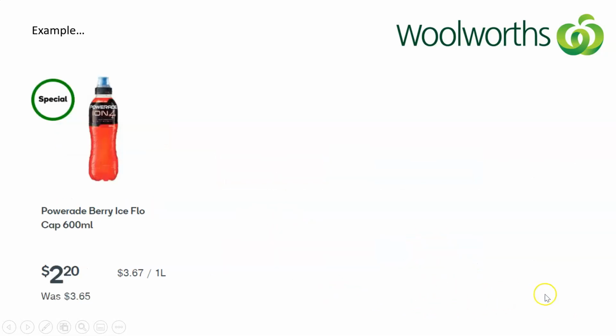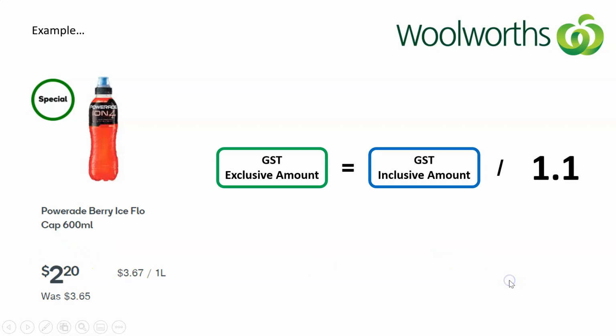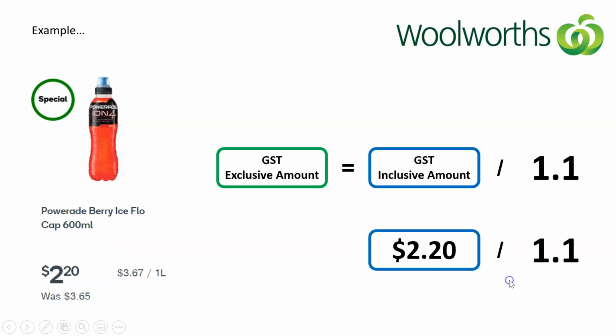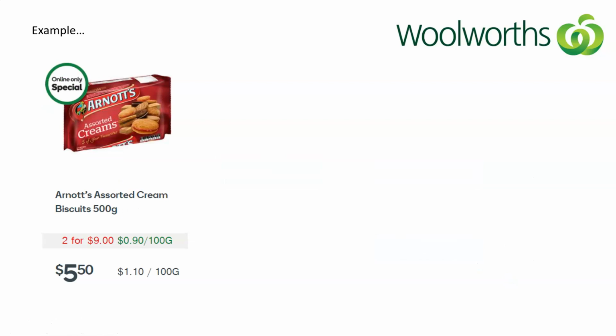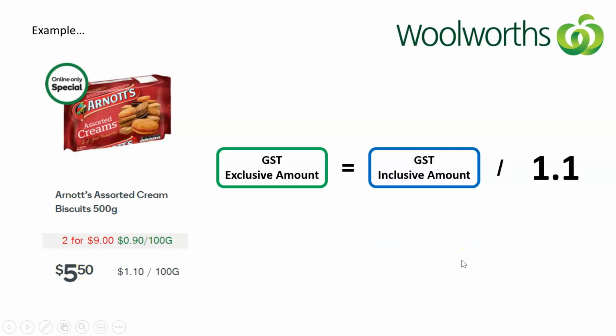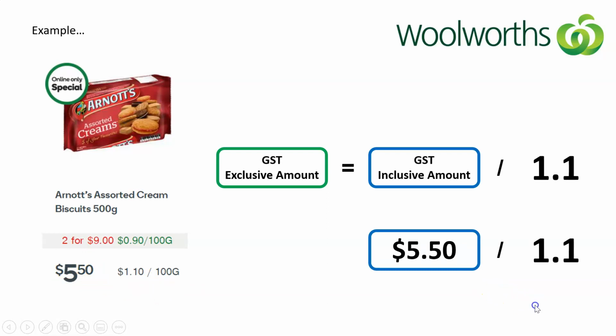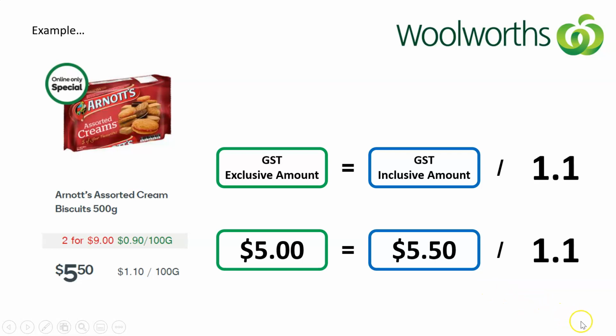Let's have a look at this Powerade. $2.20. So I want to know how much is the actual Powerade without the tax. So I take the inclusive amount, which is $2.20, divided by 1.1, and that Powerade is $2. Lastly, we've got some Arnott's biscuits. They're selling for $5.50. So we take the inclusive amount, $5.50, divided by 1.1, and we can see the GST exclusive amount is $5.